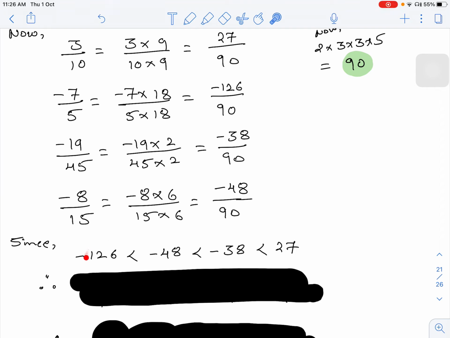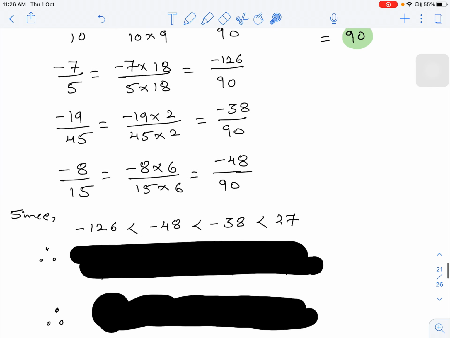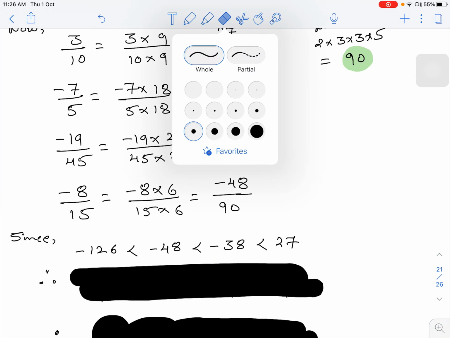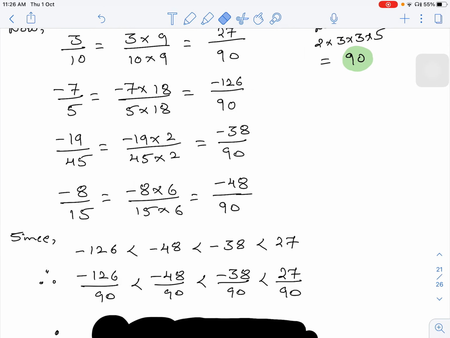So we have written here the sequence. Minus 126 is smaller than minus 48, is smaller than minus 38, is smaller than 27. Now if the numerators are in this sequence, we can write it with the denominators also in this way. So minus 126 upon 90 is smaller than this number, then smaller than this number, and finally smaller than 27 upon 90.